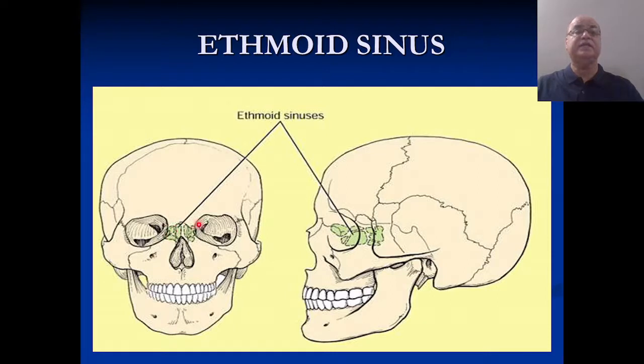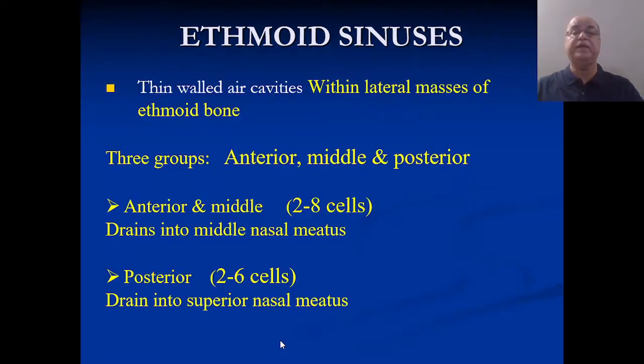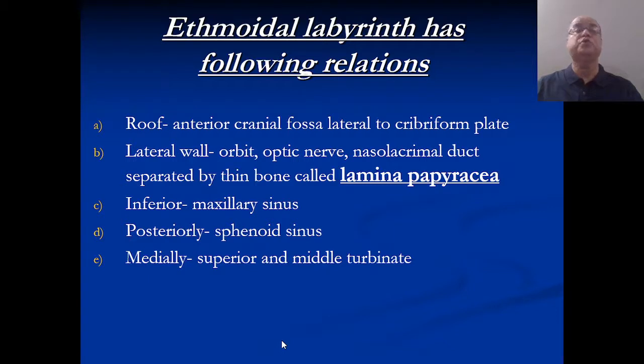Ethmoid sinuses, as you can see, are just like a labyrinth. Instead of being a single cavity like other paranasal sinuses, this is the ethmoid labyrinth, with different air cells which we usually divide into three groups: anterior, middle, and posterior ethmoidal air cells. These are present within the lateral masses of the ethmoid bone. Anterior and middle cells are usually 2 to 8 in number, variable from person to person, and they drain into the middle meatus, into the ostiomeatal complex. The posterior ethmoidal air cells are usually 2 to 6 cells and they drain into the superior meatus.